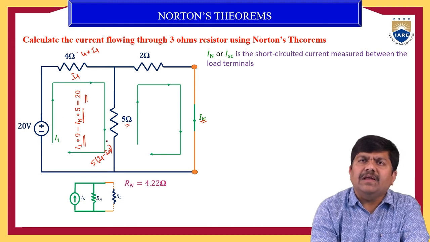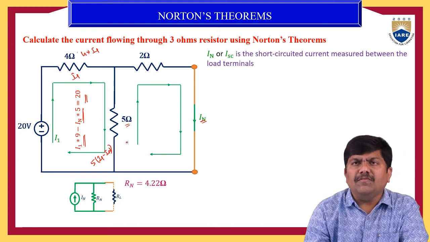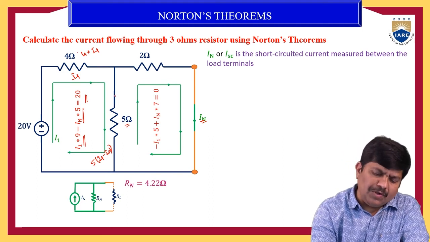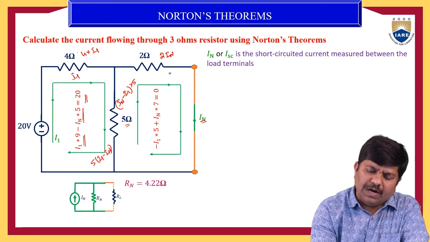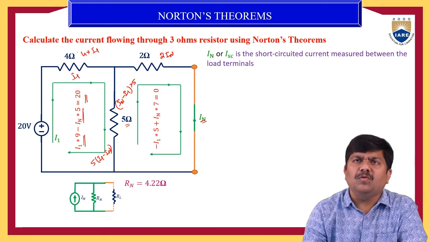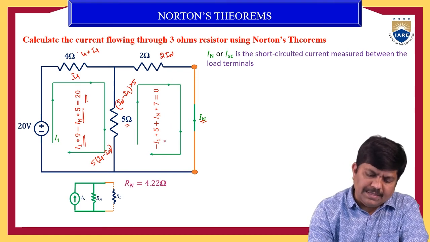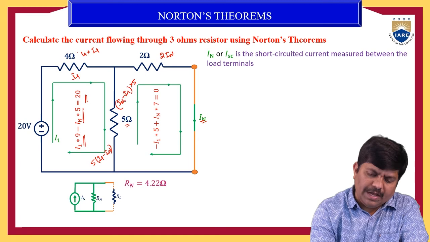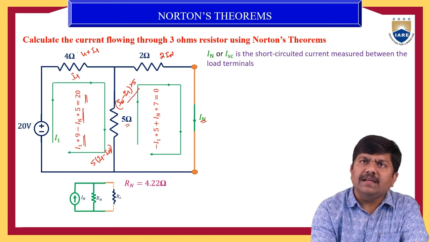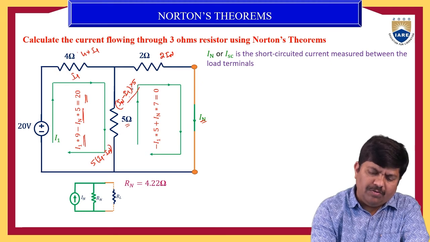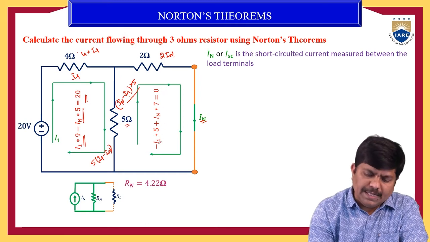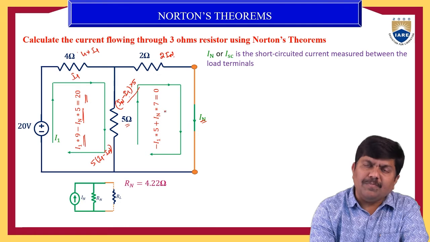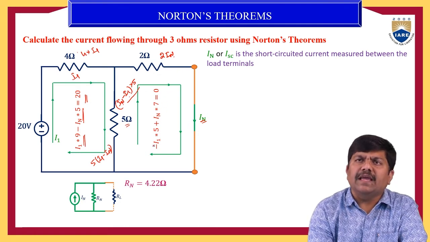Like this, the KVL of the first loop can be marked, and similarly the KVL for the second loop. Across this 5 ohm, the drop is IN minus I1 into 5 ohm, and across this the drop is 2 into IN. In the second loop there are no active voltage sources. So minus 5 into I1 plus IN into 5, plus 2 into IN, totally 7 IN, is equal to 0. So minus 5 I1 plus 7 IN is equal to 0. This is the KVL of the second loop.